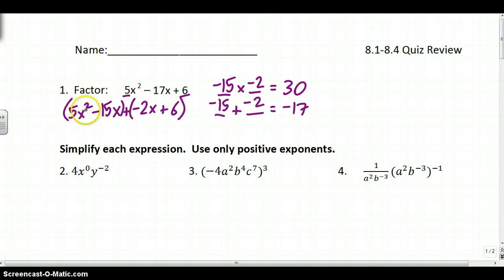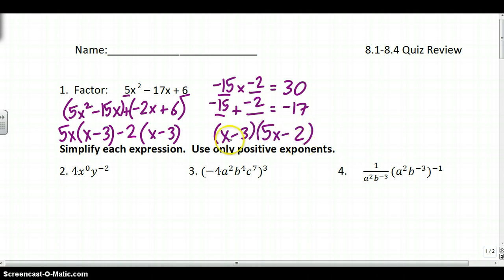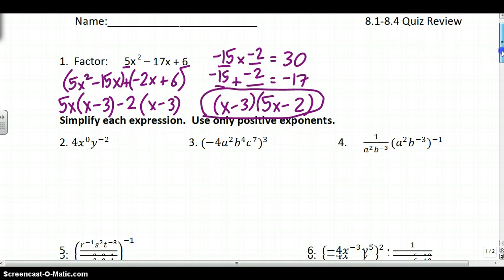What comes out of 5x squared and negative 15x? That's a 5x. And you're left with x minus 3. Over here, a negative 2 is the greatest common factor, and you're left with x minus 3. You'll notice that both of these are the same, so we're good. It factors into x minus 3 and 5x minus 2. And we now know that factoring is going to be very, very important for what we're doing on this quiz.